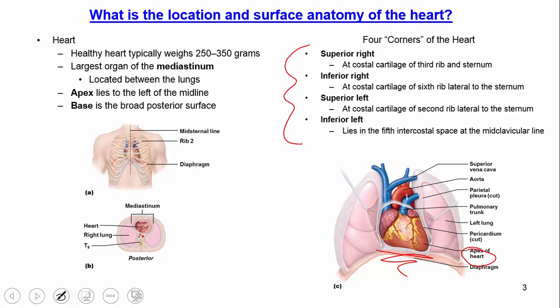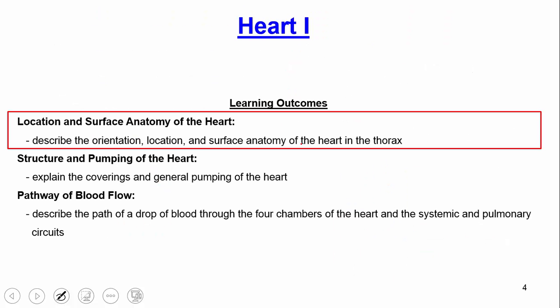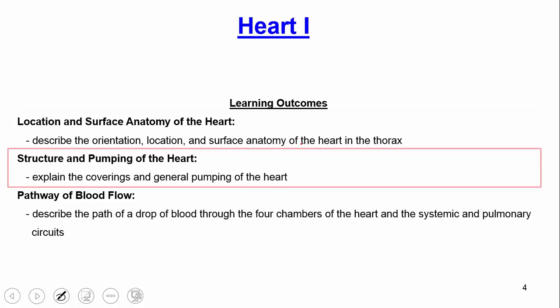And you might say, okay, well, who cares? Why would we do this? Well, if you're going to a physician and you're getting an x-ray, they can actually use these, quote, four corners, right, to describe and to tell if someone has an enlarged heart, for example. So it's a really nice marker that has a lot of clinical significance to it. Okay, so that's the location and the surface anatomy of the heart. Let's go a little bit further now and talk about the structure and the pumping of the heart.